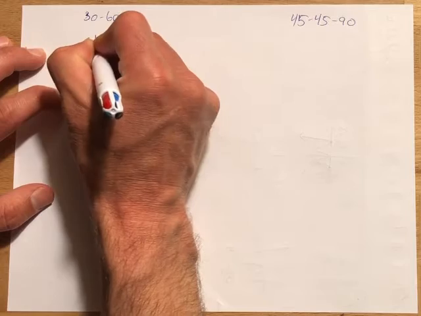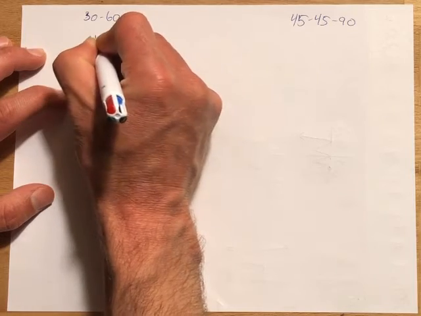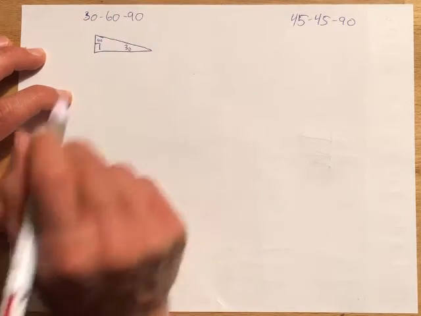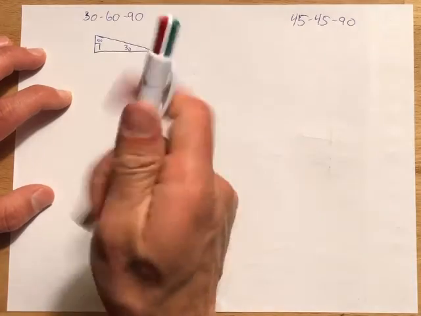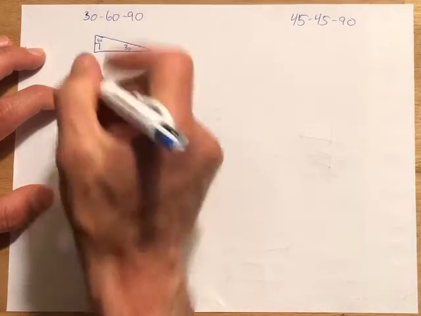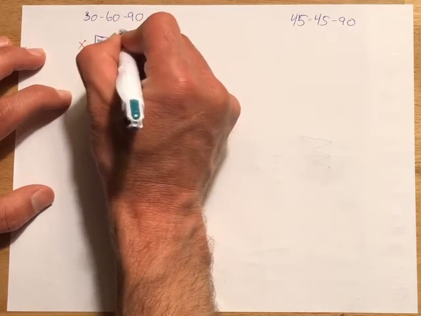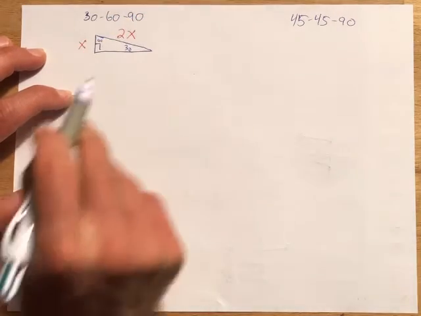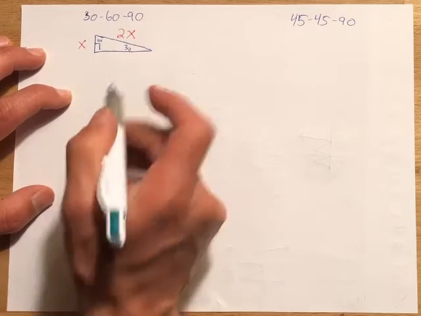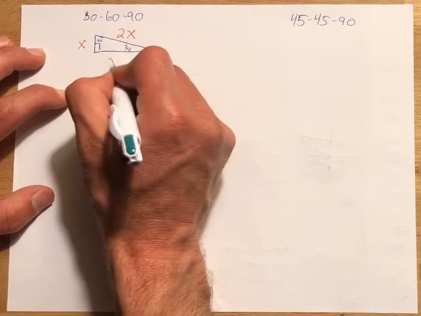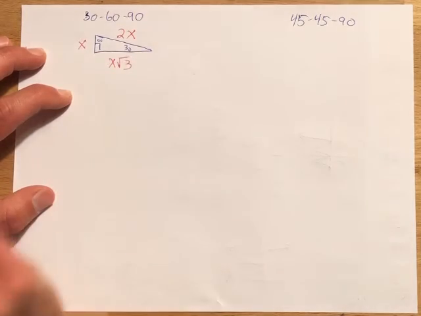A 30, 60, 90 degree triangle. In the notes it says this: your shortest leg is half the size of your hypotenuse, or your hypotenuse is twice the size of your shortest leg, and your longer leg is your short leg times root 3. That's a 30, 60, 90 degree triangle.